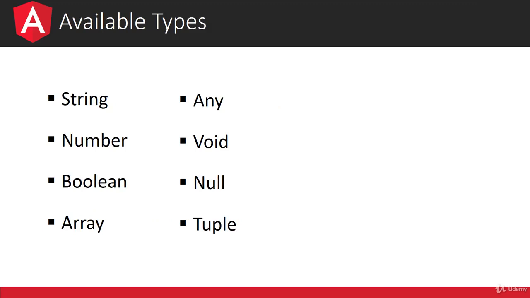Now the available types in TypeScript are strings, numbers, booleans, which are true or false values, arrays, and arrays could be arrays of strings or numbers or booleans or mixed. Any, which is just that, any type at all. Void, which is nothing at all. So for instance, if we say a function should return void, that means it shouldn't return anything at all. We also have null. We have tuples, which are kind of an ordered list or an ordered array. And I'm going to give you some examples of all of these later on.